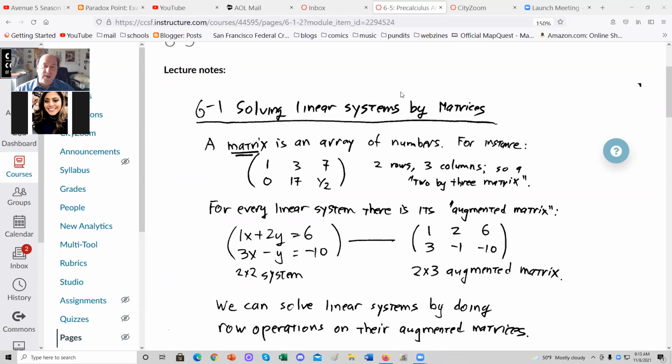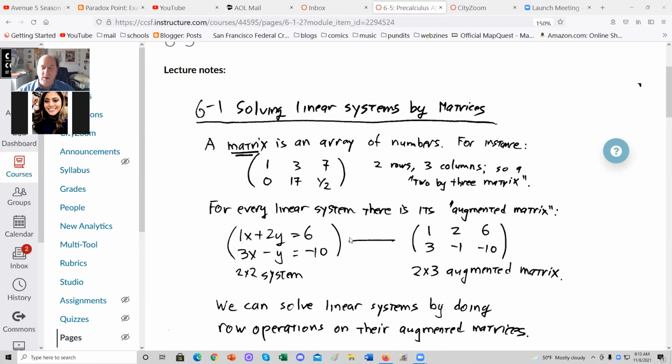All right, now a matrix is a rectangular array of numbers. This one has 2 rows and 3 columns, so it's called a 2 by 3 matrix. Any linear system has what's called an augmented matrix. For example, 1x plus 2y equals 6, 3x minus 1y equals -10. This is a 2 by 2 system.